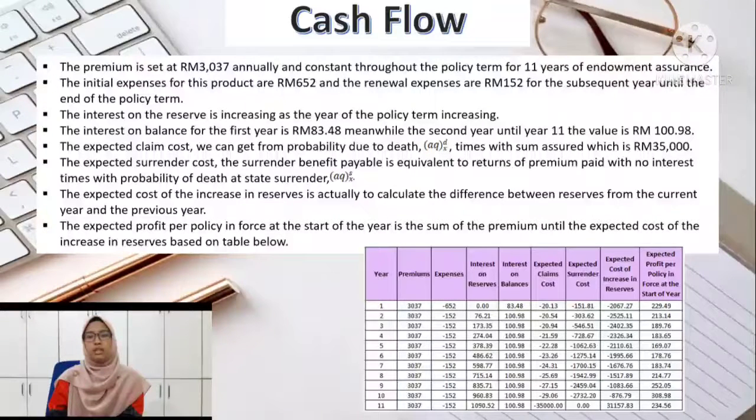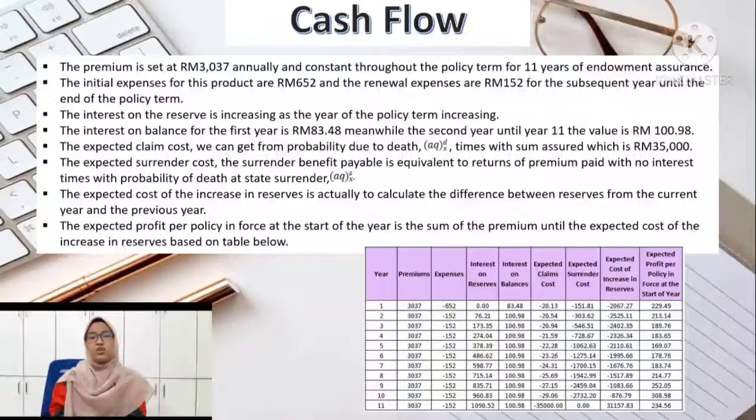First, the premium is set at RM3,037 annually and constant throughout the policy term for 11 years of endowment. Initial expenses for this product are RM652 and the renewal expenses are RM152 for the subsequent years until the end of the policy term. Besides, the interest on the reserve is increasing as the year of the policy term increases. Interest on balance for the first year is RM83.48. Meanwhile, from the second year until year 11, the value is RM100.98, which is the same because the value for expenses and premium is the same for those years.